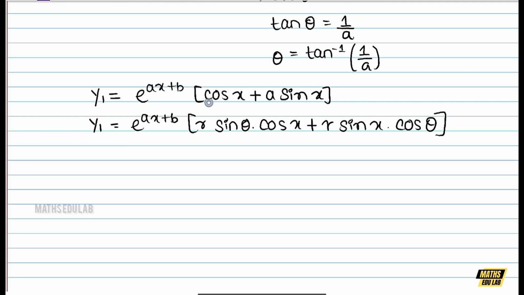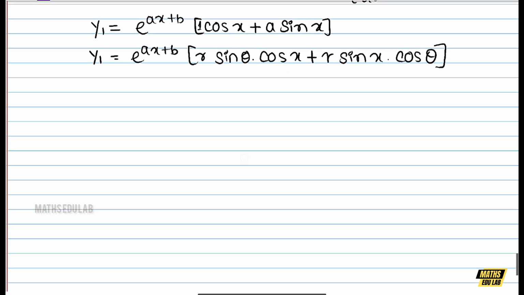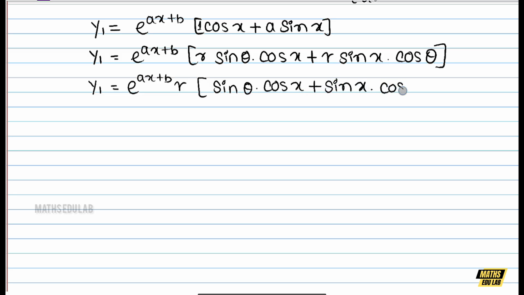Okay, so the cos x value will be written as, here we have only one, so one value was r sine theta, and for the other value we have r cos theta as the multiplication value. Then I will write the next step as y1 is equal to e to the power of ax plus b, by taking r as common, then the rest will change to sine theta into cos x plus sine x into cos theta.